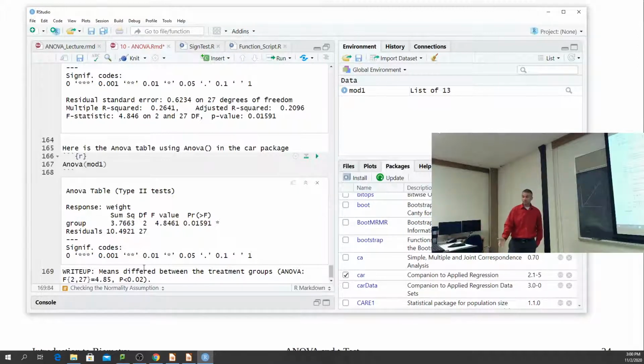So for our ANOVA, our null hypothesis is that the means are equal. Our alternate is that they're not. We created our linear model. Once we have our linear model, we view our ANOVA table, and this tells us everything that we need.